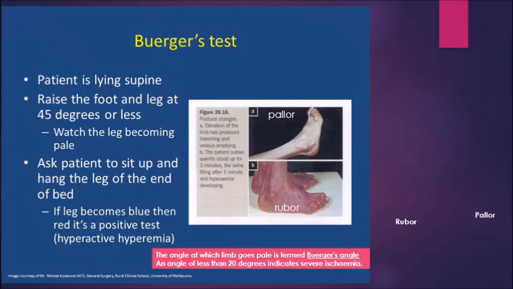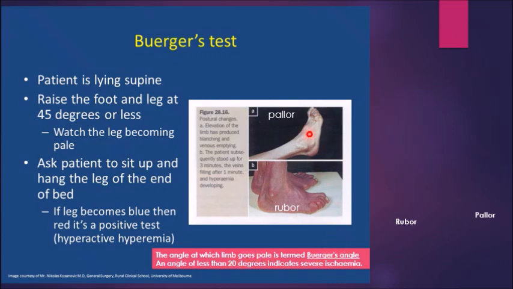Now I will describe what the Buerger's test is. The patient is lying supine. Raise the foot and leg to 45 degrees or less and watch the leg becoming pale. Ask the patient to sit up and hang the leg at the foot end of the bed. The leg becomes blue, then red. It's a positive test. This is reactive hyperemia. Here the leg is elevated to a maximum of about 45 degrees, so the foot becomes pale. The angle at which the limb goes pale is known as the Buerger's angle.